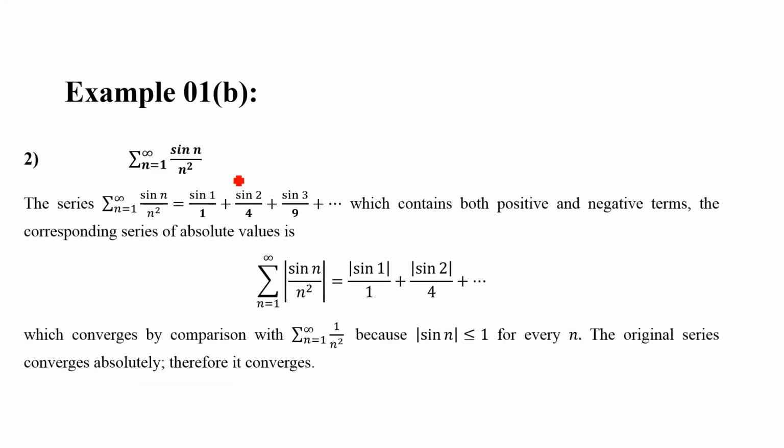Okay, next, this is another example. Sine n over n square, where n varies from 1 to infinity. Now, you know that sine n lies between 1 and minus 1. It can have negative values and it can have positive values as well, from 1 to infinity. So the series can be written in this form. Apparently you can see that this series has all positive values, but this is not the truth, because sine lies between minus 1 and 1. So we can have negative values as well.